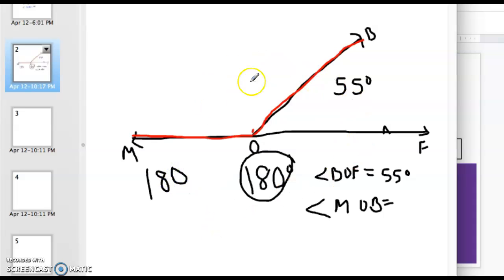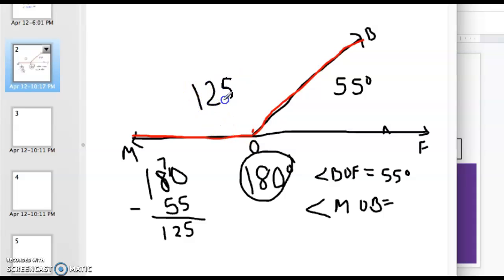So how can I find this missing angle? Think back to part, whole. I know my whole, which is 180. I have a part of that whole, which is 55. So I'm going to take away my 55. I'm going to subtract, so I'm going to regroup. My 8 now becomes a 7, my 0 now becomes a 10. So now I have 5, 2, and 1. So my angle MOB, I now know that it is 125 degrees.